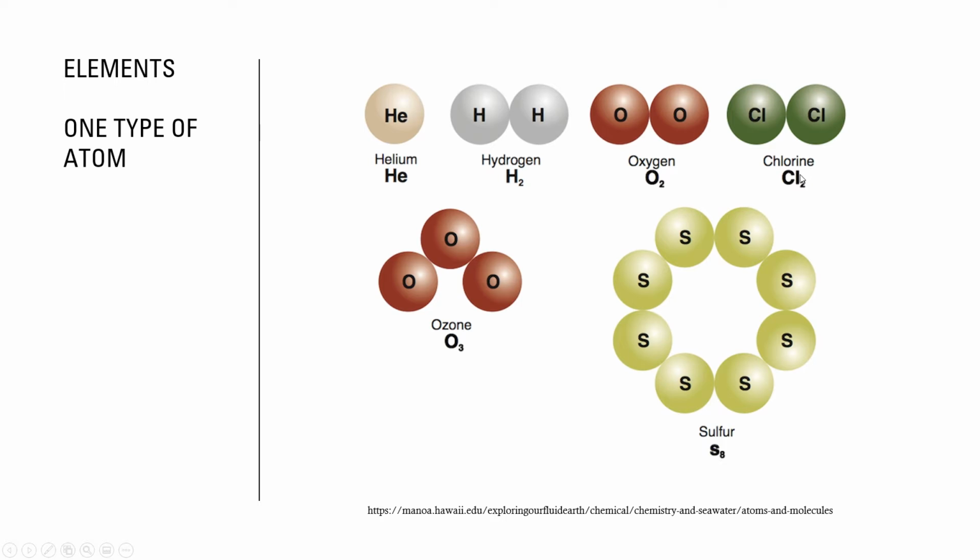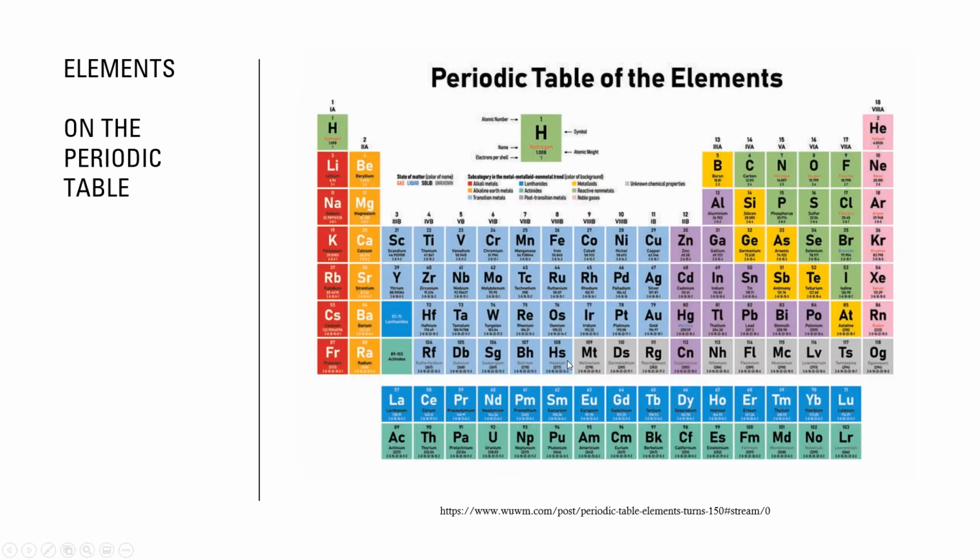Now these are molecules because they have more than one atom, but elements because this molecule is only made of one type of atom. Now we can also have elements that have more than two atoms. For example, this molecule here is ozone. It's only made of oxygen. It's still an element, but it's made of 3 oxygen atoms. And this sulfur molecule here, S8, has 8 sulfur atoms to make one single molecule.